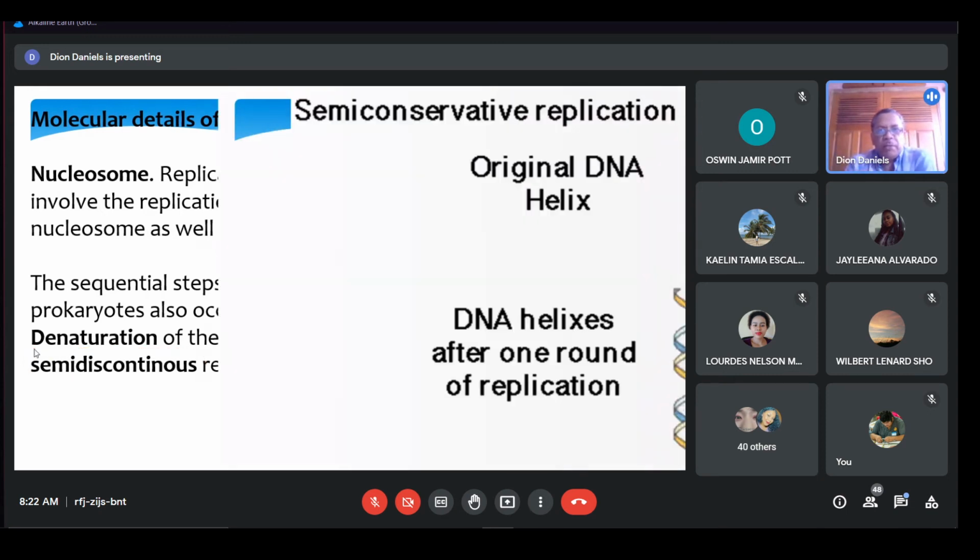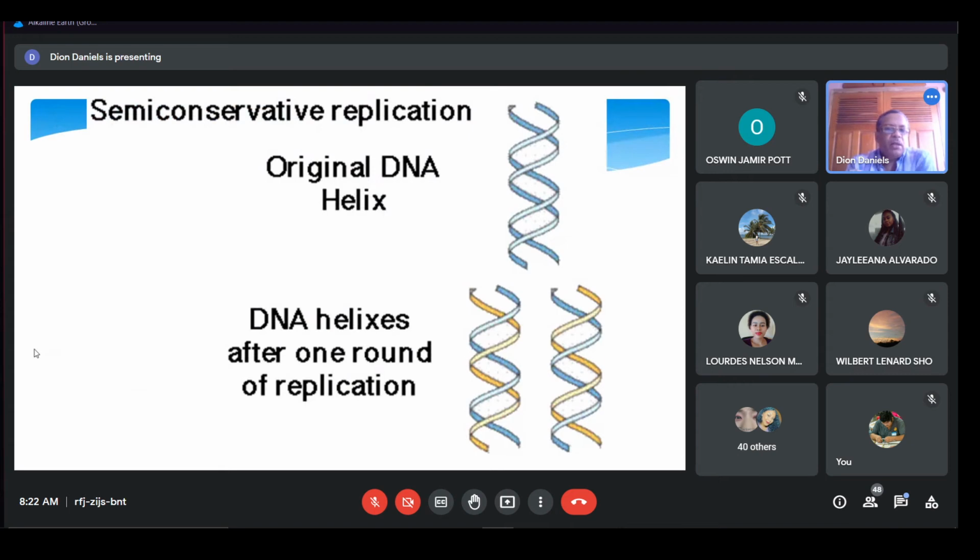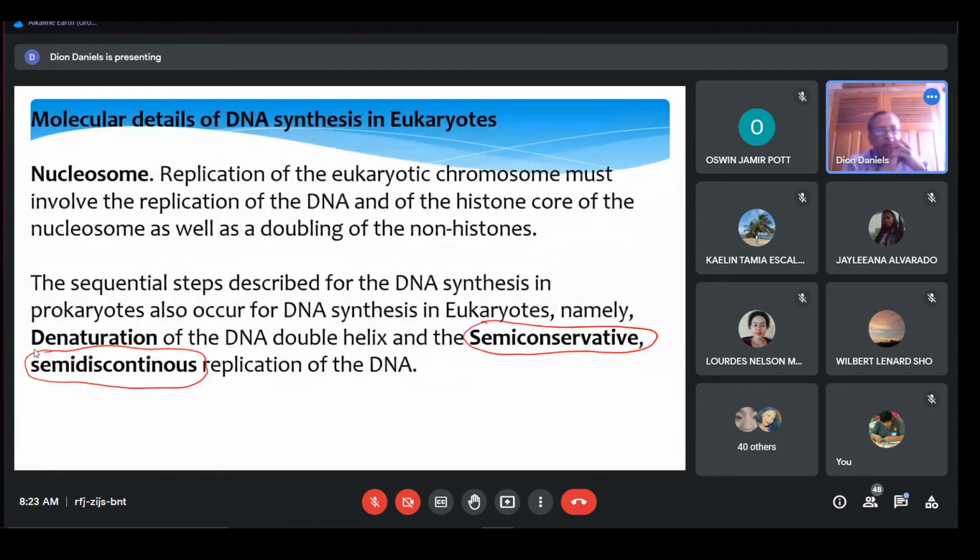Semi-conservative, if you remember this diagram here, this is what semi-conservative means: it conserves one of the strands from the original DNA molecule, and then uses that as a template to build a complementary strand. So after one round of replication, you end up with two DNA molecules. Each of them has one strand from the original DNA molecule and one newly synthesized strand. Okay? So that is semi-conservative. And semi-discontinuous has to do with the leading strand and the lagging strand. So remember that the leading strand will be replicating continuously, while the lagging strand will be replicating semi-discontinuously.